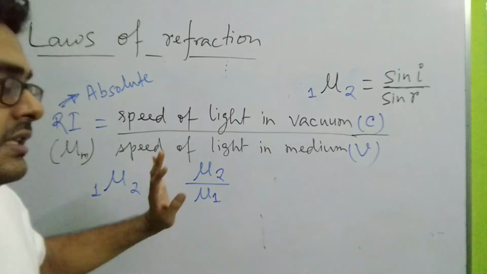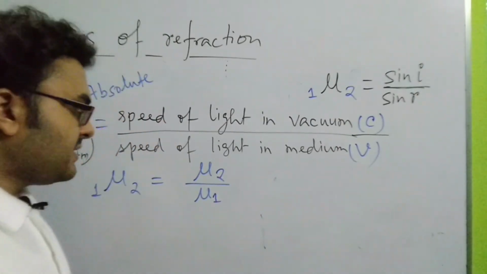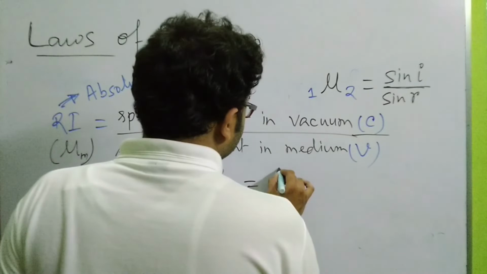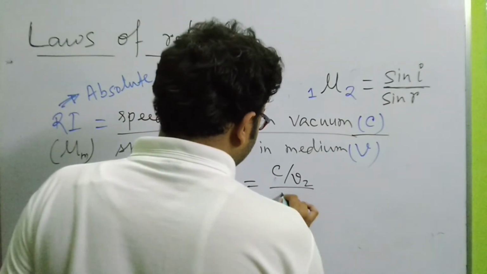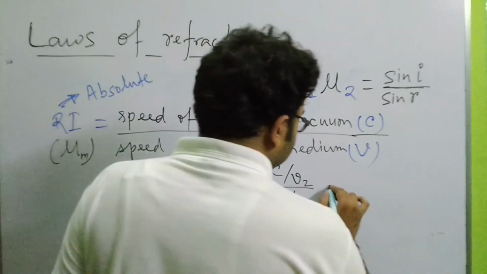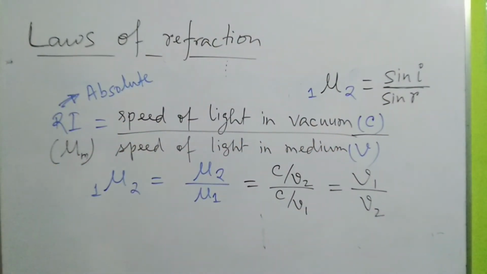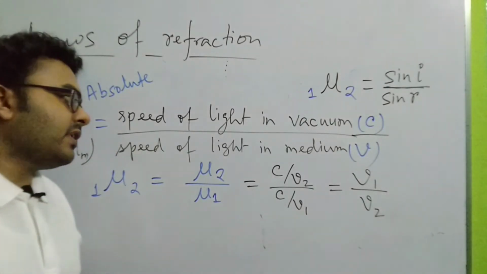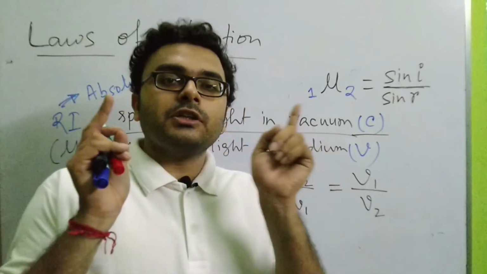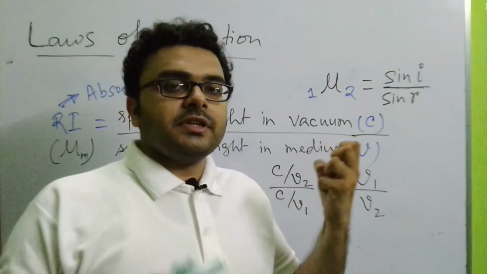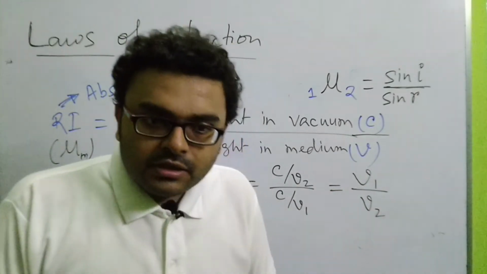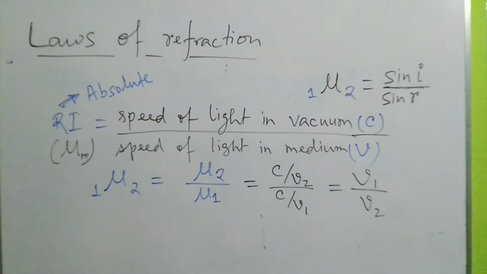So the refractive index of medium 2 with respect to 1 can be written as C by V2 over C by V1. So C cancels out and this is given as V1 by V2. So relative refractive index can also be stated as the ratio of the speed of light in the first medium to the speed of light in the second medium. So this is another formula for the relative refractive index, V1 by V2, when light is traveling from medium 1 to medium 2, or you can say relative refractive index of medium 2 with respect to 1. So this is relative refractive index in terms of the speed of light.